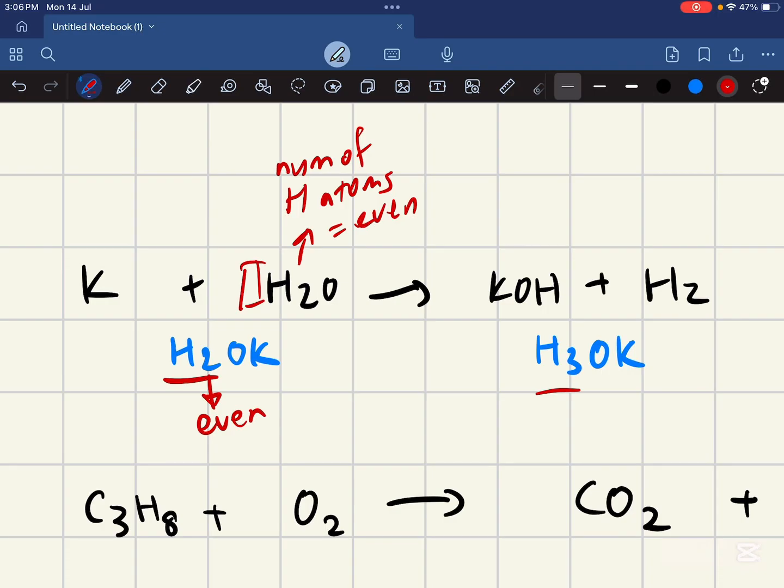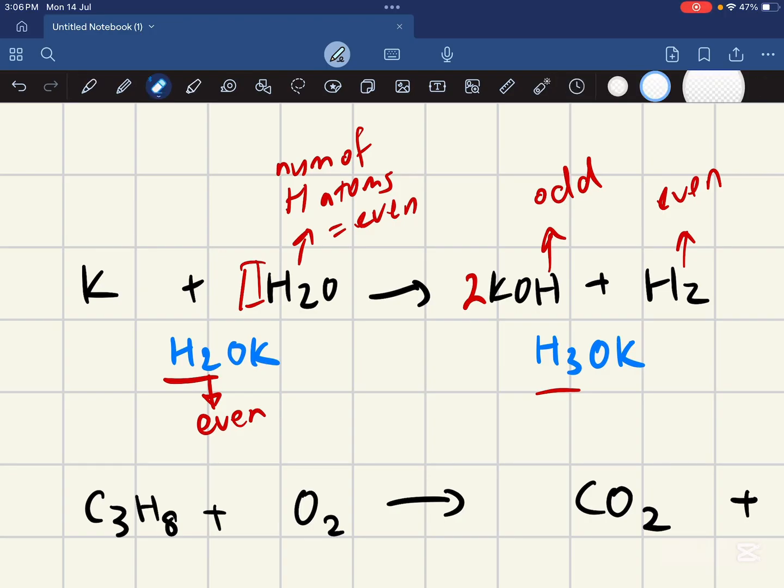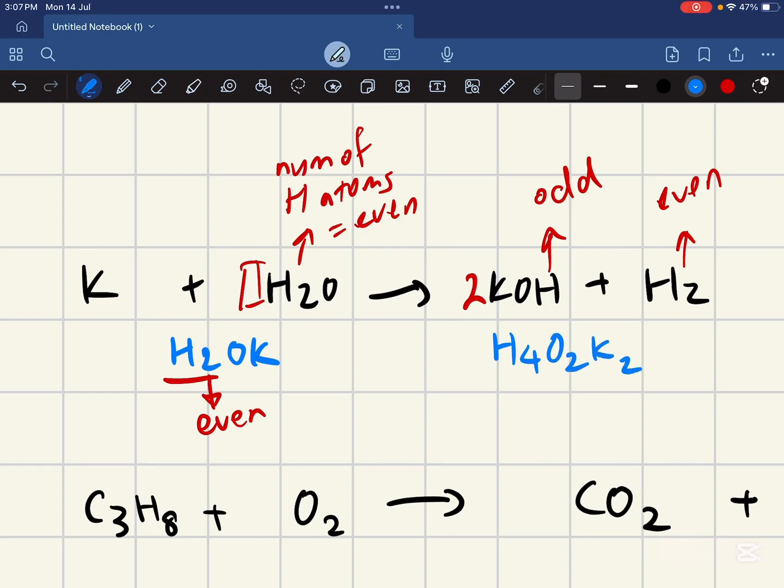Here, this H2 is even, but this H here is odd. So the first thing you want to do is add a 2 in front of KOH, so that both sides of hydrogen are equal in terms of they are both even. Now if we recount this side again, we have H4, O2, K2. So far it's okay.